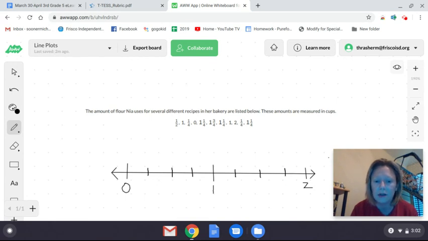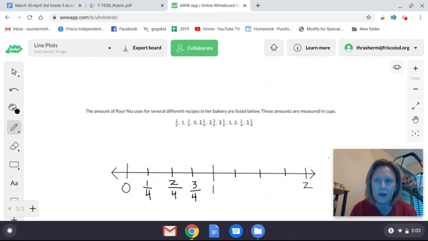And because I split them up into 4 equal groups, I know my fractions are going to be 1/4, 2/4, 3/4. 1 whole is the same as 4/4. And then I can move on to some mixed numbers.